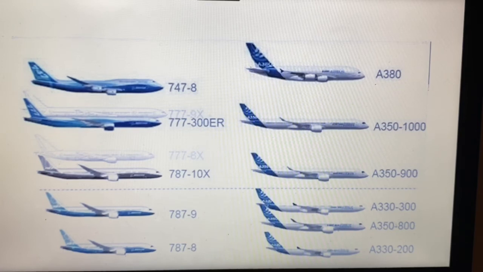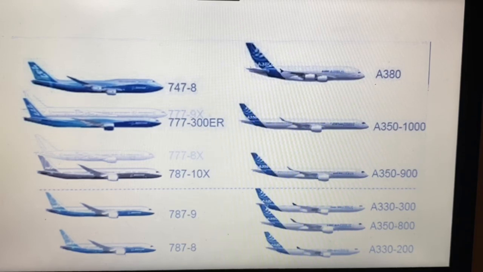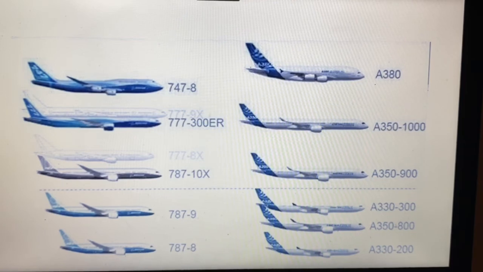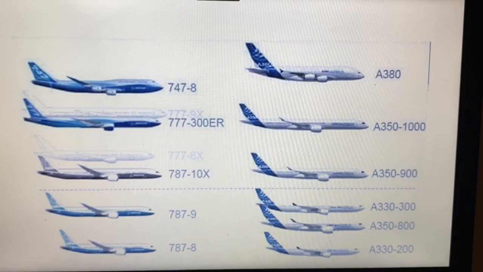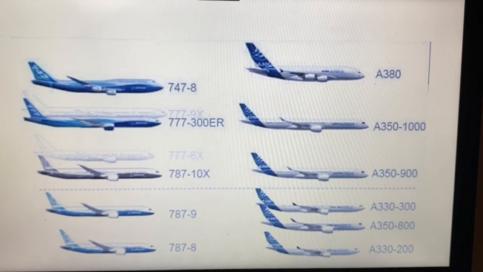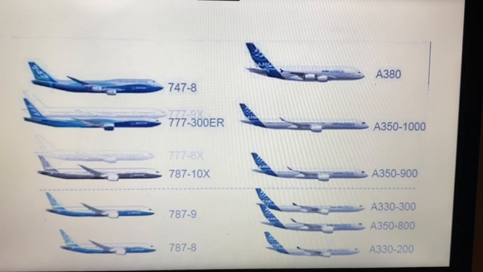I'll finish this video now. Thank you for watching, and I'll finish with a really graceful picture of a Boeing 747-400 in Qantas livery taking off from Sydney Airport. So thank you guys, thank you for watching, and enjoy.